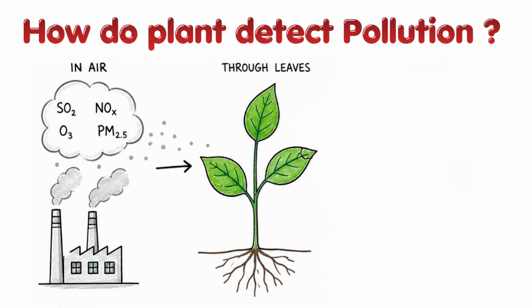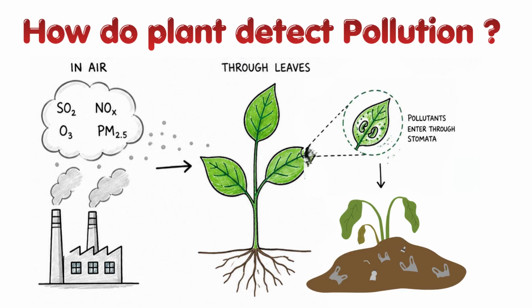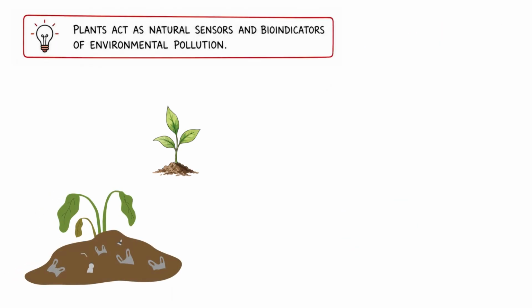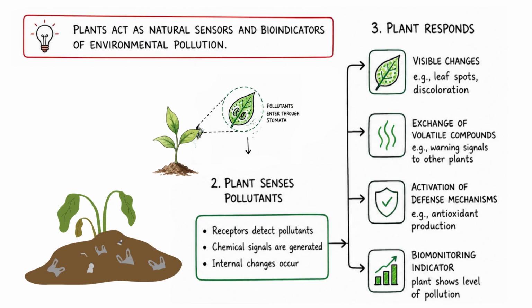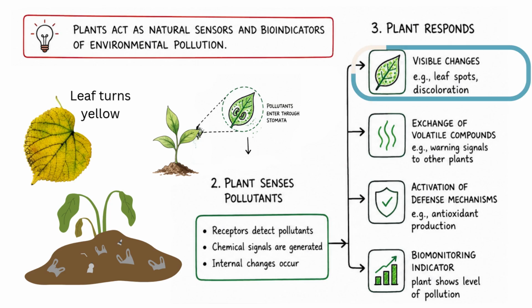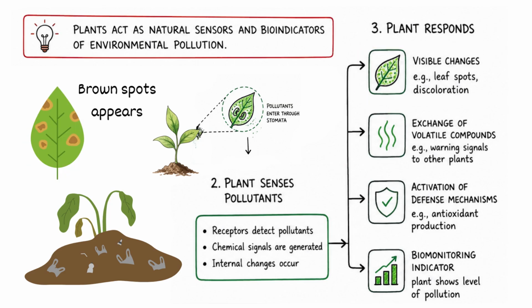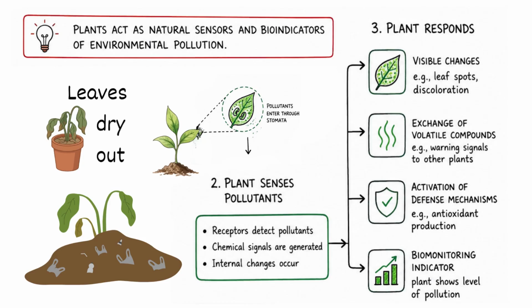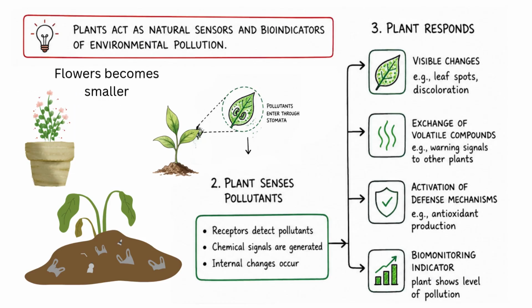When polluted air enters a plant through the tiny pores called stomata, the plant may become stressed. They start showing some symptoms. The signs that a plant shows: leaves turn yellow, brown spots appear, leaves dry out, growth becomes slower, flowers become smaller.